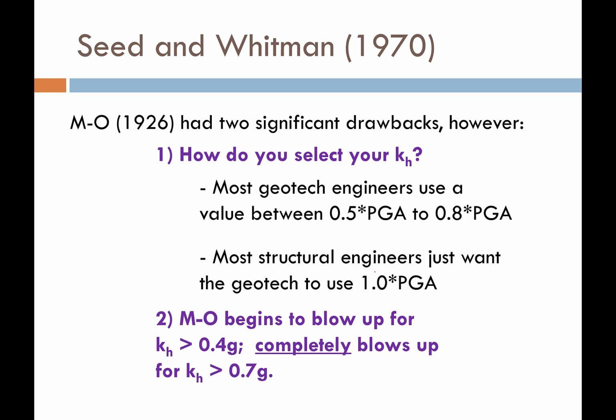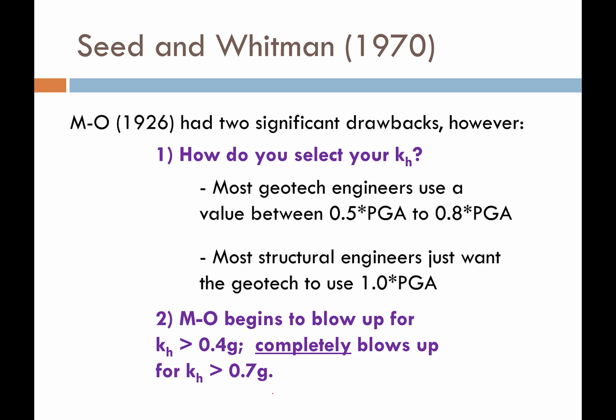The second problem that Seed and Whitman began to point out is that if I start plugging in KH values that are greater than 0.4 times the value of gravity, the MO equation, Mononobe-Okabe, begins to blow up and give me huge lateral pressures acting on my wall. And then if I try to put in values that are greater than 0.7 g's, it completely blows up and gives me values that are astronomically large.